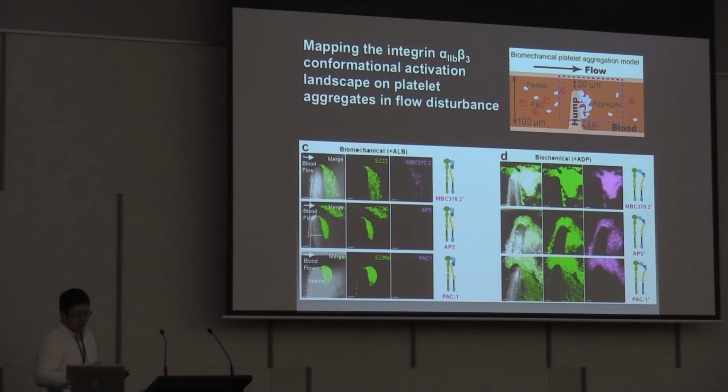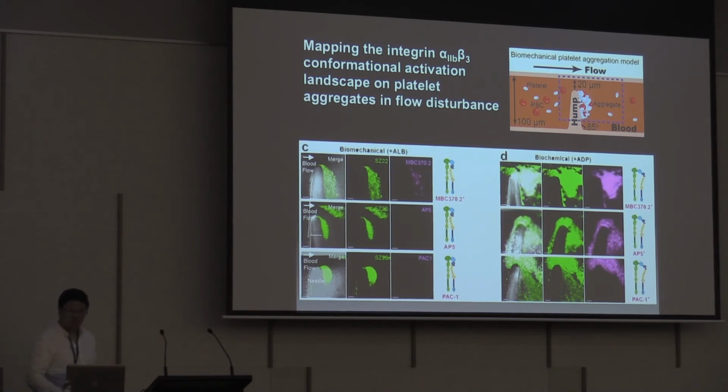When I started my postdoc, I started to develop microfluidic thrombosis models, combined with imaging, and we mapped the conformational states of platelet integrins in response to mechanical stimulation versus what we call biochemical stimulation, which is triggered by the agonist we put in. What we found is that for the classic agonist-driven platelet aggregation, you see very strong integrin activation in all states, whereas the biomechanical shear flow disturbance-stimulated aggregates are only positive for what we call low-activated integrin conformations, but not for the fully activated integrin conformations.